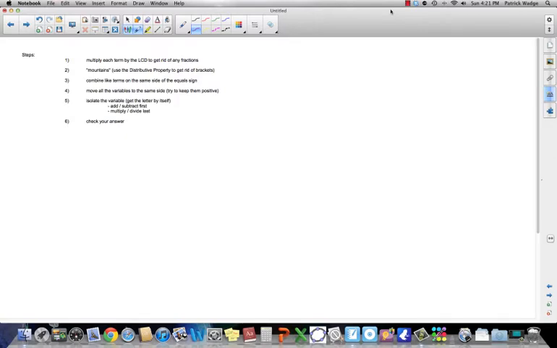Okay, so we'll start with one that's not too hard. How about 4x minus 3 equals 16? As you go through the steps, first, multiply each term by the lowest common denominator to get rid of any fractions. There's no fractions, so we don't have to do that step. Next, use the distributive property to get rid of brackets. There's no brackets in this question, so we don't have to do that.